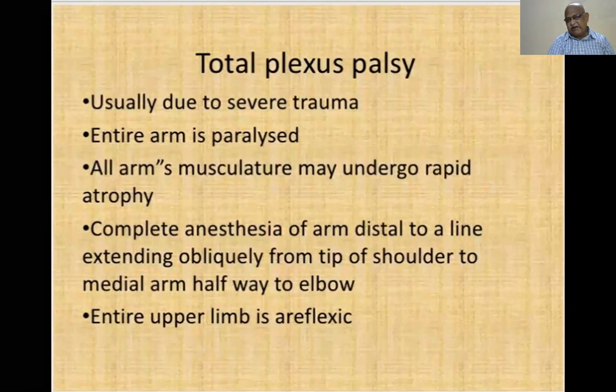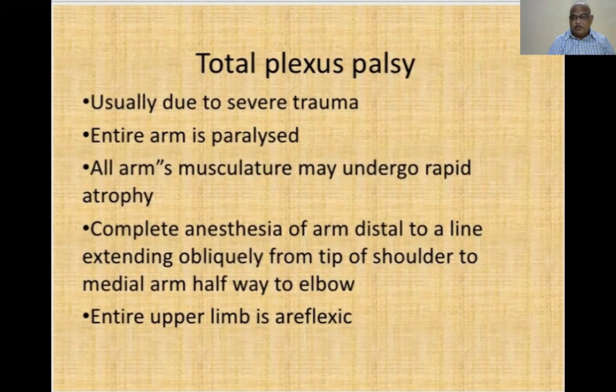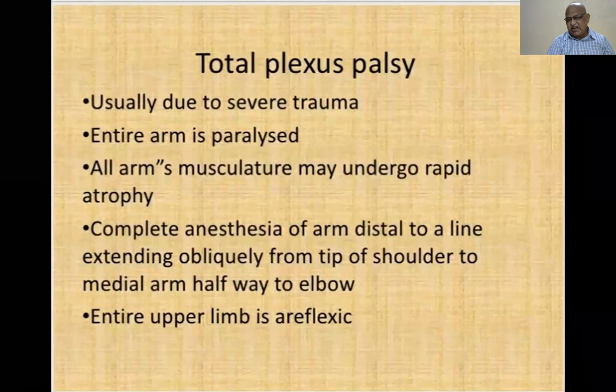So once the brachial plexus is completely paralyzed, there is no response in the entire upper limb. It is nothing but a stick hanging by the side of your body, a dead part of the body, because no sensation is there. So complete brachial plexus palsy occurs in severe trauma.